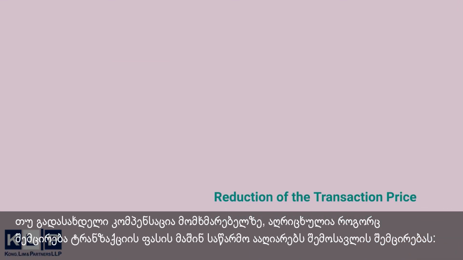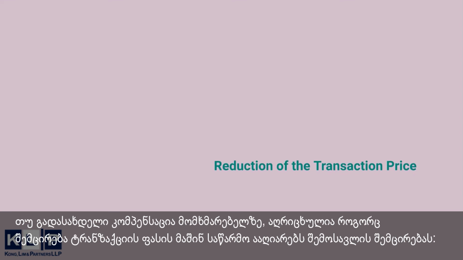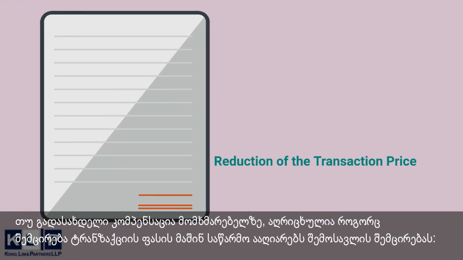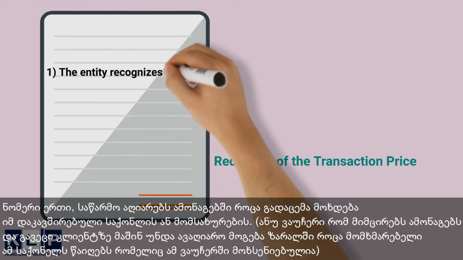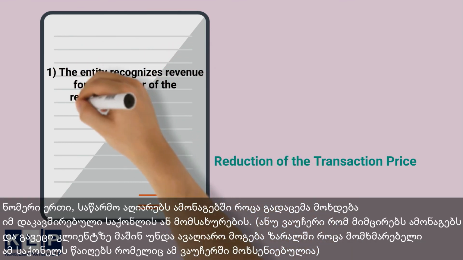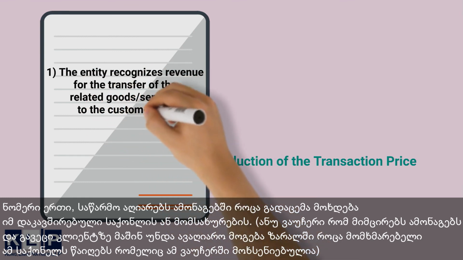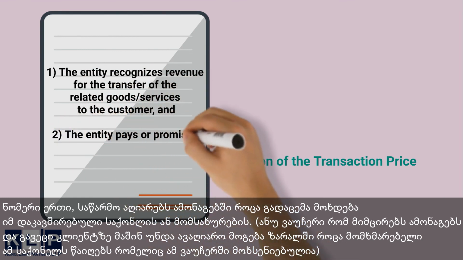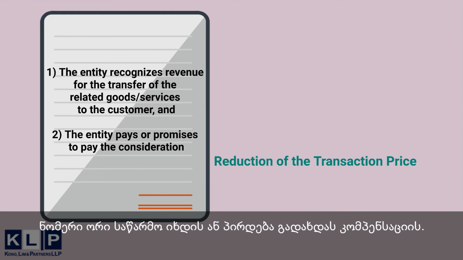If consideration payable to a customer is accounted for as a reduction to the transaction price, an entity shall recognize the reduction of revenue when, number 1, the entity recognizes revenue for the transfer of the related goods or services to the customer, and, number 2, the entity pays or promises to pay the consideration. Let's look at an example.